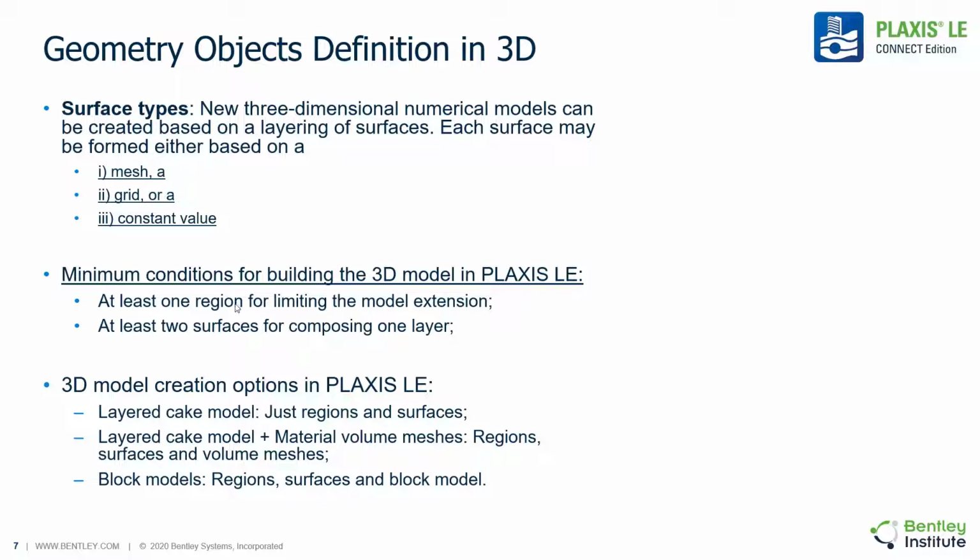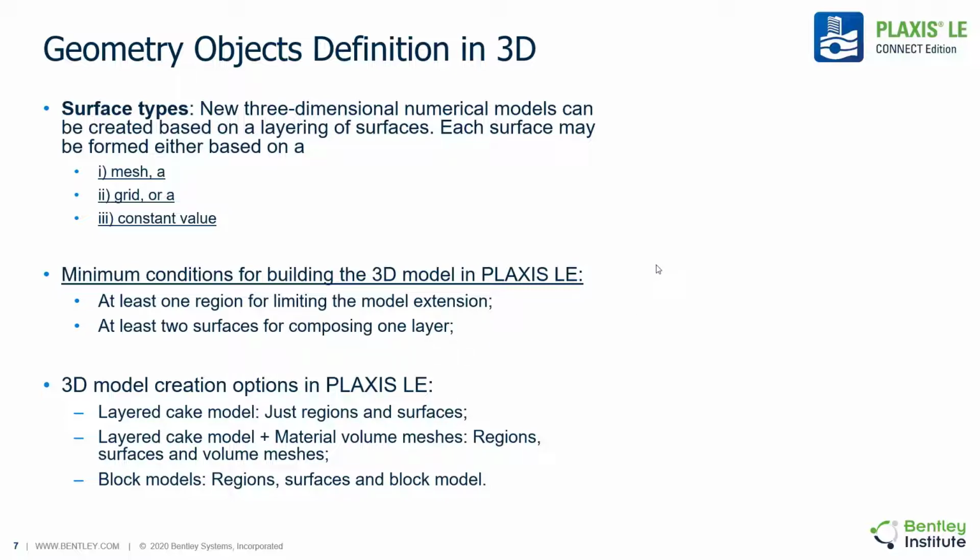And what are the minimum conditions for building the 3D model in PLAXIS LE? We need at least one layer in the model. To have one layer in the model, we need at least two surfaces composing this one layer.